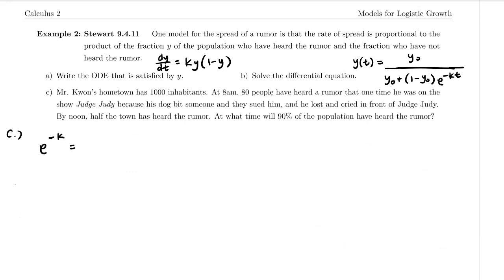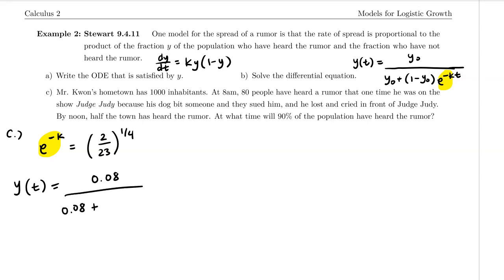All right, so from our previous calculations, we get that e to the negative k is equal to 2 over 23 to the 1/4 power. Now, from here, we could go about solving for k, but it makes our life a little bit easier just plugging it into the formula as is. So what we can do is replace e to the negative k here, and then just multiply the exponent by t. What do I mean by that? So we get y of t is equal to 0.08 over 0.08 plus 0.92, and then e to the negative k I'm going to replace with 2 over 23 to the 1/4 power, and then we're raising that to the t power. So essentially I'm just taking my exponent and multiplying that by t.